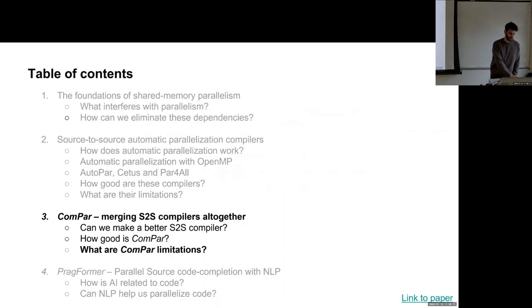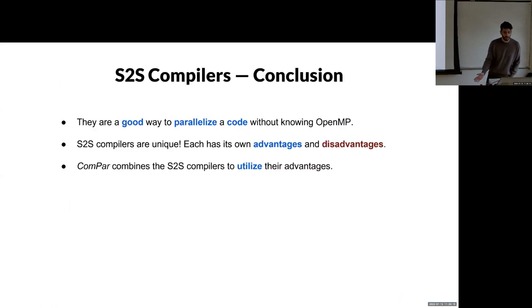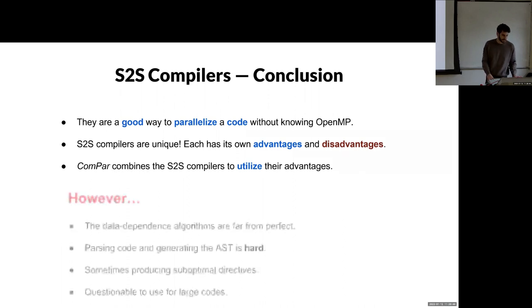Okay, so what are compiler limitations? Which is exactly what I said before. It is a good way to optimize and parallelize code that you are unfamiliar with, even without knowing OpenMP, because if you neglect pointer aliasing, then it will always ensure that the code is correct. And the compiler does try to utilize the different compiler advantages.